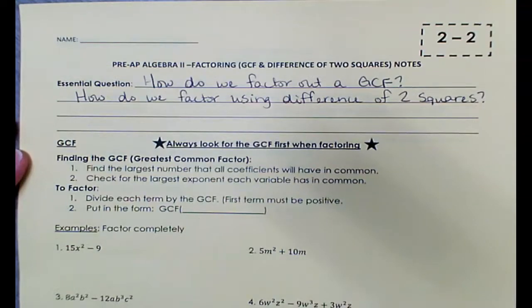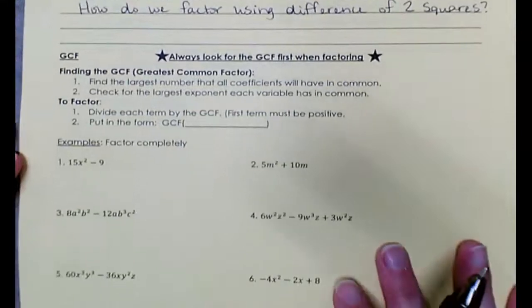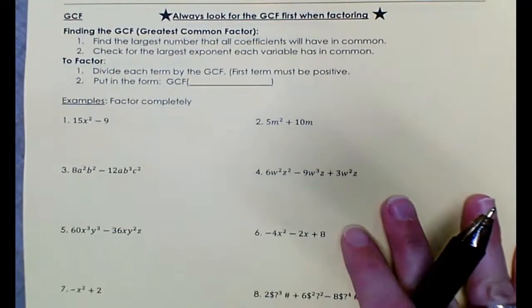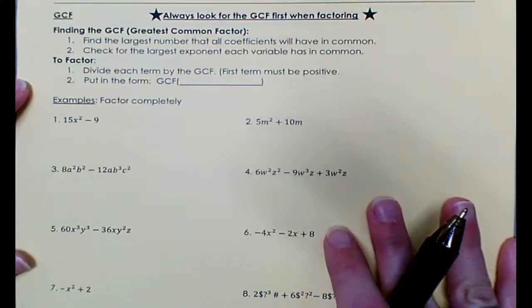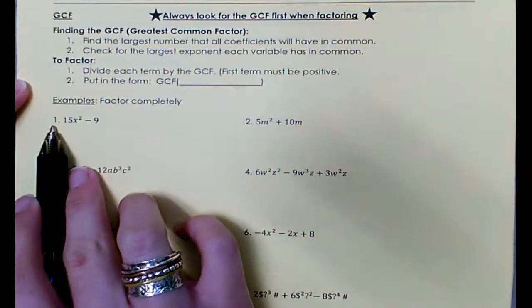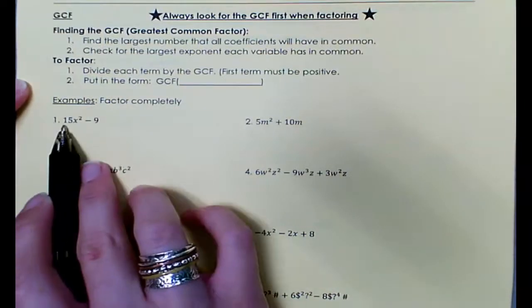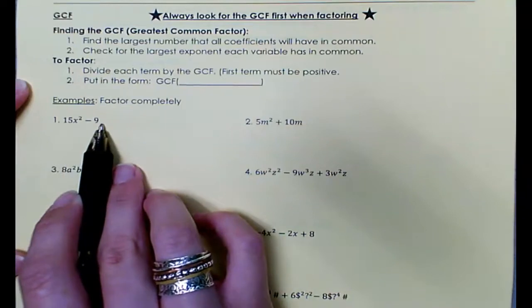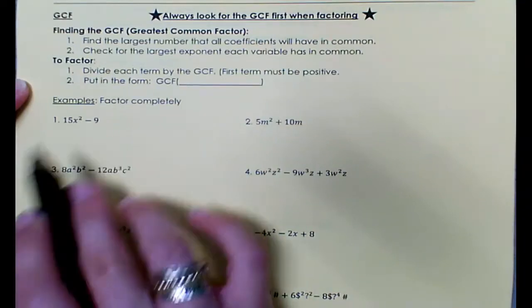So let's talk about number one. I want to factor completely. So it's a binomial. Go ahead and move this up. There we go. Number one is a binomial. I know that because bi means two. And this has 2 terms with a subtraction sign in between.